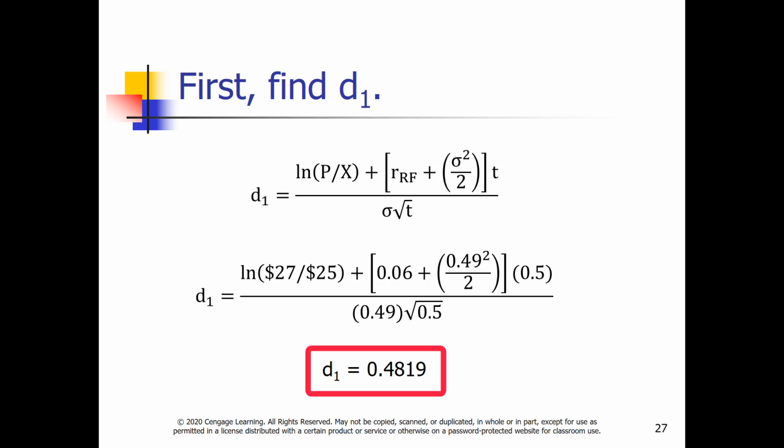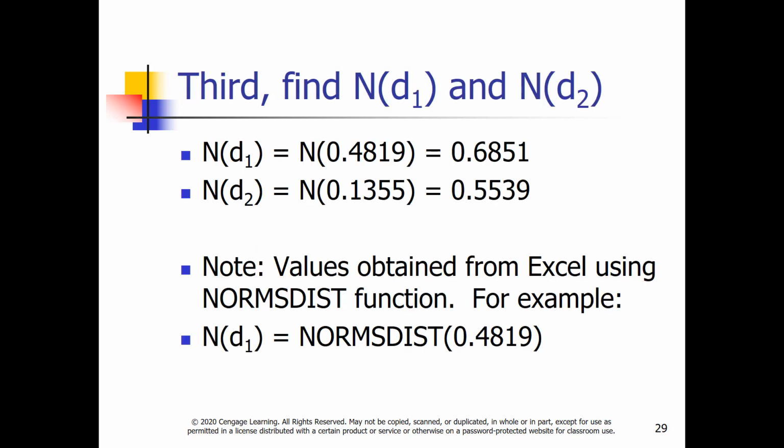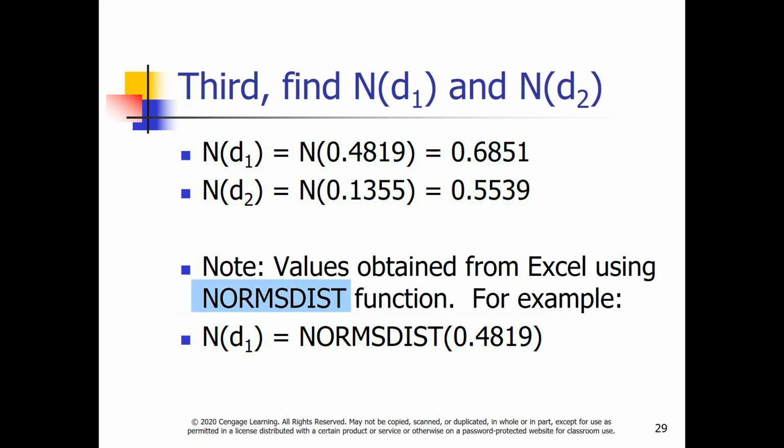We found d1, 0.4819. From d1, we find d2, 0.1355. Given those values, we can use the tables, but probably not, or the Excel function, which we've done here. Note that Excel has two normal functions. NORM.S.DIST finds the value for a standard normal distribution. With the NORM.DIST function, no S in the middle, you have to specify the mean and standard deviation, which are taken as 0 and 1 for standard normal.